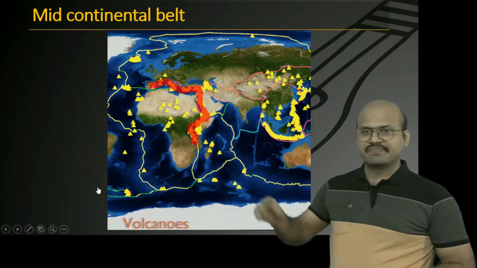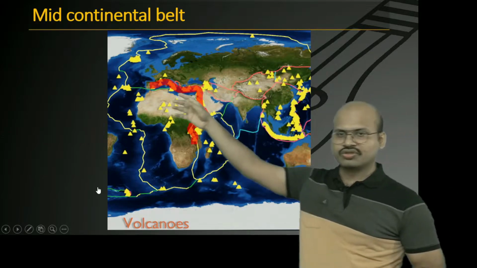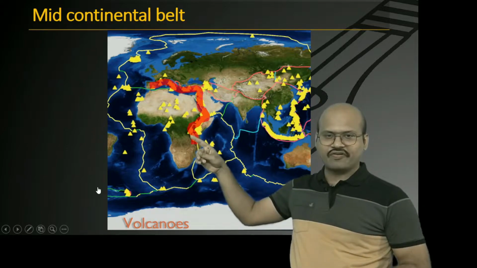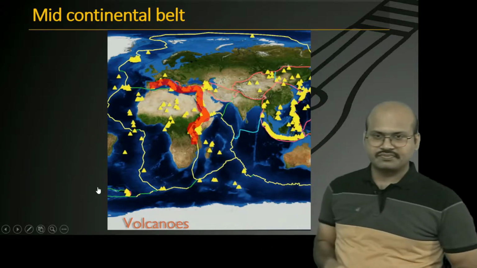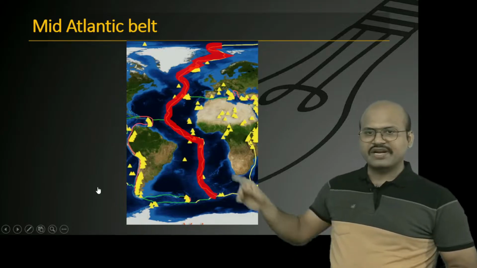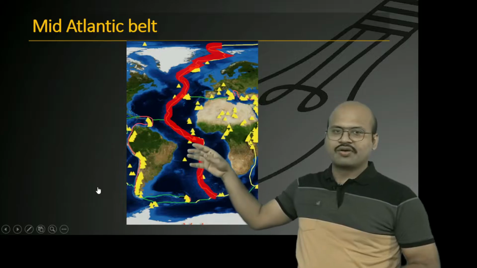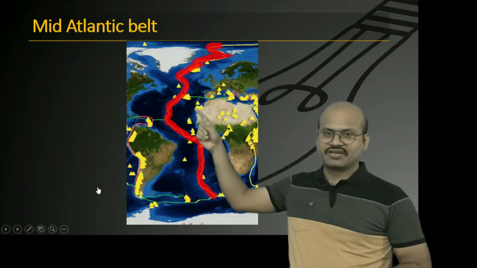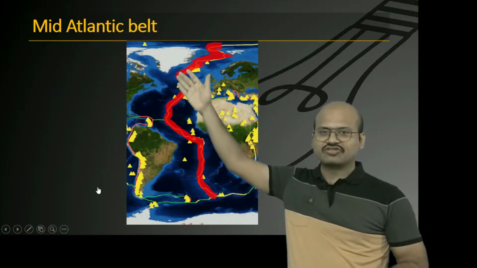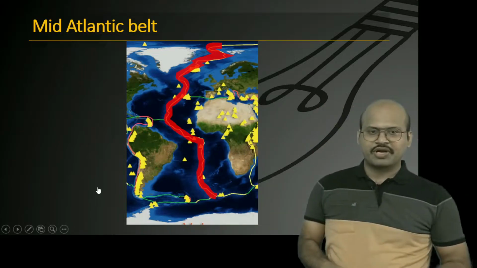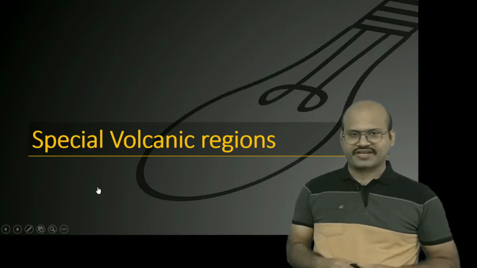Another region is the Mid-Continental Belt. It includes the Mediterranean volcanoes as well as the volcanoes of the Rift Valley of Africa. And then there is the Mid-Atlantic Belt, where we see a lot of volcanism occurring along the mid-oceanic ridge of the Atlantic Ocean. Here is Iceland, and some parts of even Greenland are part of these regions. But today we will focus on special volcanic regions.